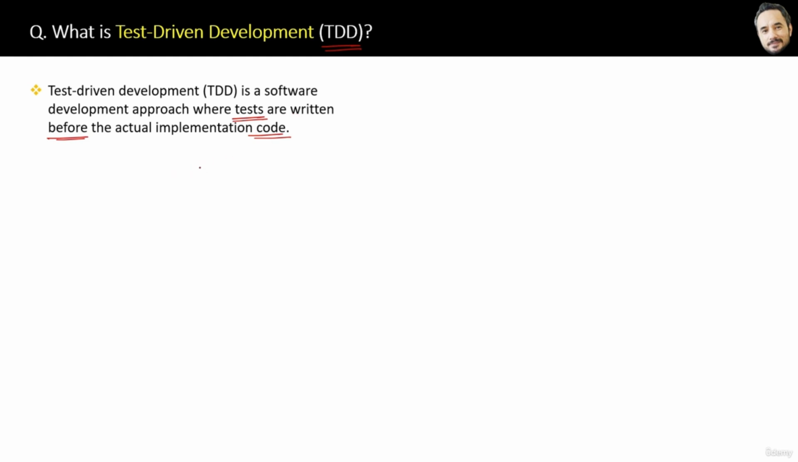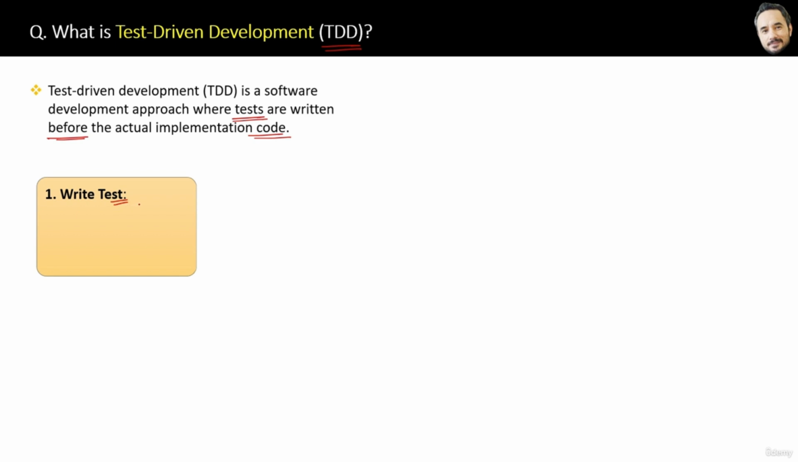So basically, I will tell you in 3 steps. First, we write the test methods in this approach. Okay, and here before the actual method and the implementation code, we are first creating the test methods, and there we will define the expected behavior. Okay, but obviously these test methods will fail because the actual methods are still not there, right?